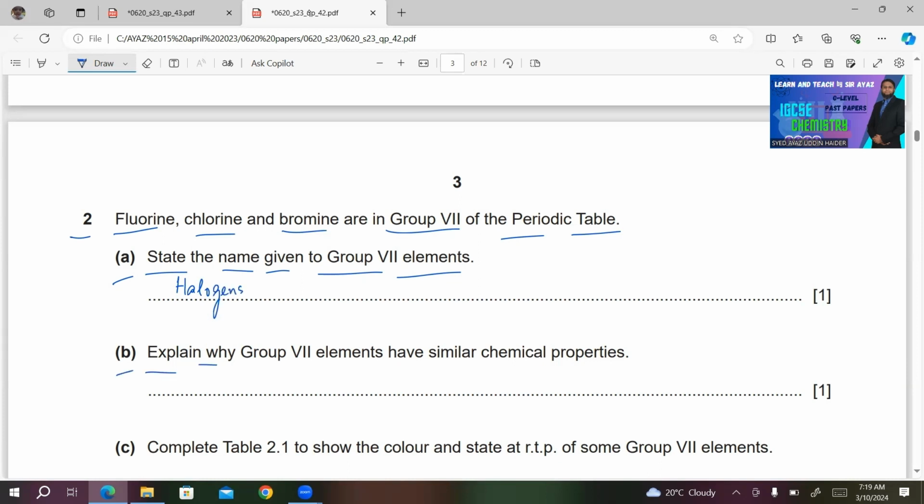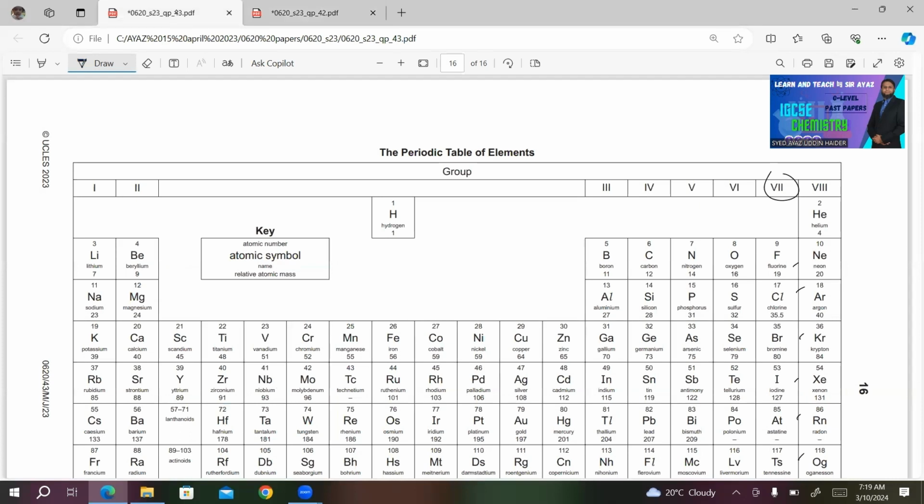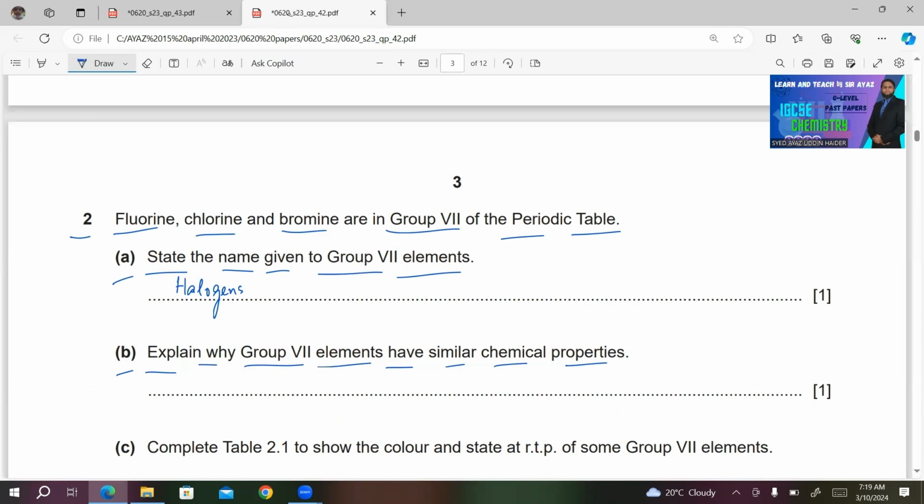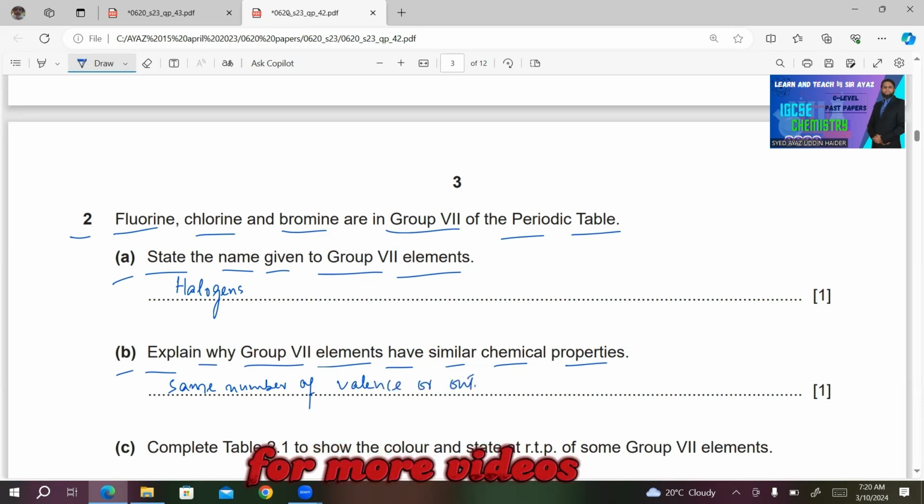B. Explain why group 7 elements have similar chemical properties. If you look at these elements, look at the group number. Group number tells us the number of valence electrons. They all have the same number of valence or outer shell electrons. So you write same number of valence or outer shell electrons.